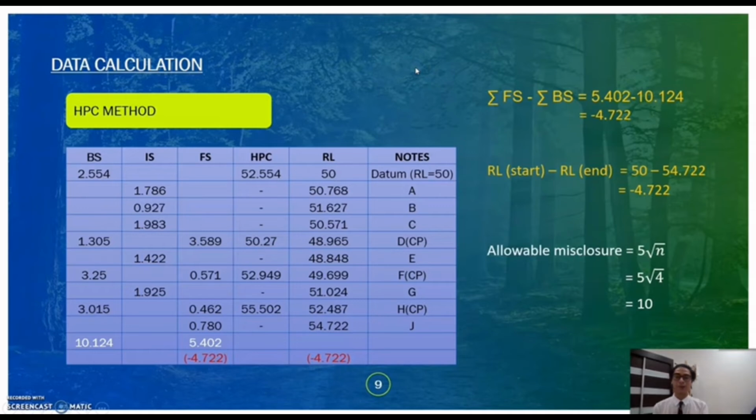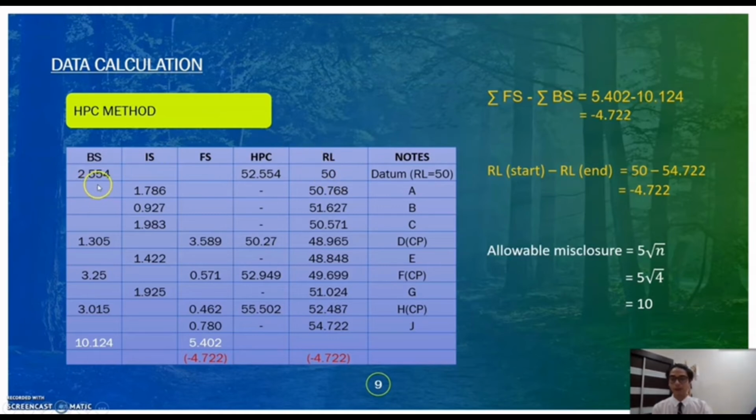Okay, so right now I'm going to explain further details about the HPC method table. In this table we have backside, intermediate side, foresight, HPC, RL, and notes. In this method, the HPC and reduced level are the main keys because these two play the most important role. Now I'm going to tell you how we find the HPC. It's very simple. We pick this first RL, which is 50.